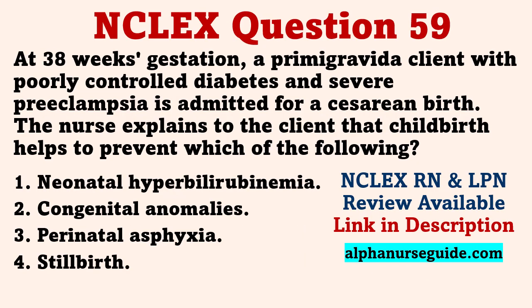At 38 weeks gestation, a primigravida client with poorly controlled diabetes and severe preeclampsia is admitted for cesarean birth. The nurse explains to the client that childbirth helps to prevent which of the following? 1. Neonatal hyperbilirubinemia. 2. Congenital anomalies. 3. Perinatal asphyxia. 4. Stillbirth.